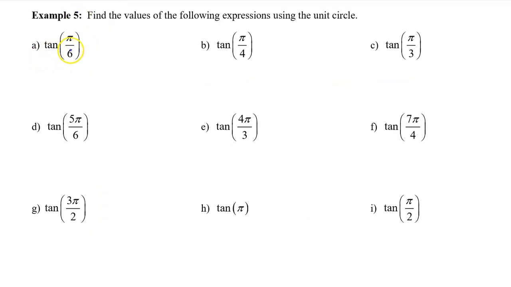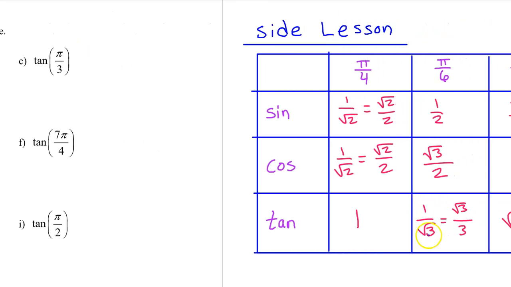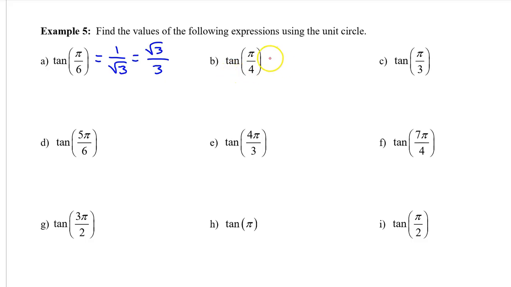Part A, the tangent of pi over 6. Well, we just saw that the tangent of pi over 6 was 1 over radical 3, also known as radical 3 over 3. Part B, we just saw that the tangent of pi over 4 is 1, and we also saw that the tangent of pi over 3 was radical 3.